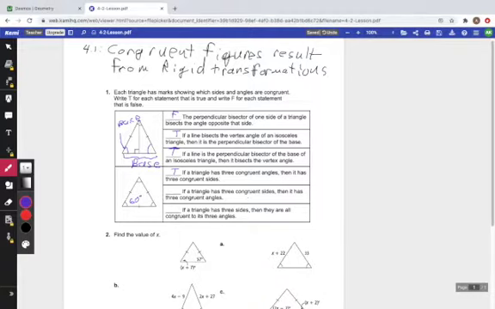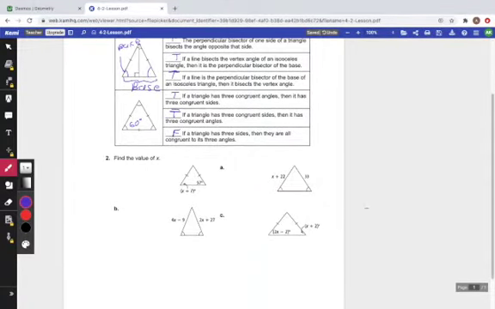So, three congruent sides does mean that it has three congruent angles. This is true. If a triangle has three sides, then they are all congruent to its three angles. False. All triangles have three sides, which is why this statement is clearly false.